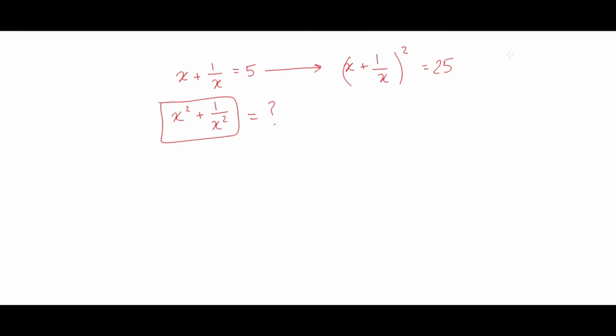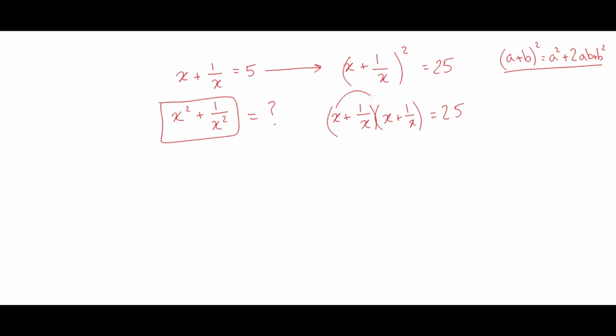You might be familiar with it. A plus B squared equals A squared plus 2AB plus B squared. Now you don't have to memorize this. You can always just multiply it out. So let's do that. So x plus 1 over x times, and since it's squared, you just multiply it again by the same thing. x plus 1 over x times x plus 1 over x equals 25.